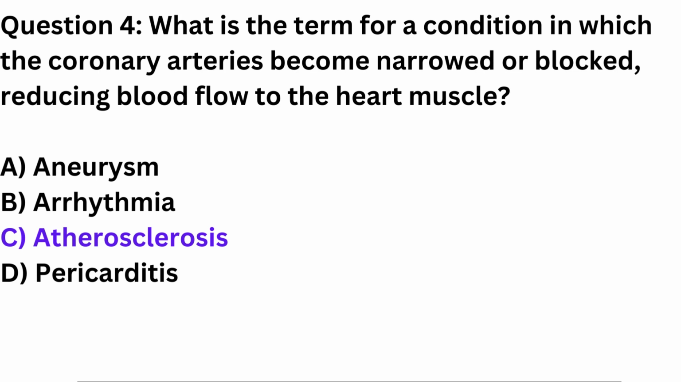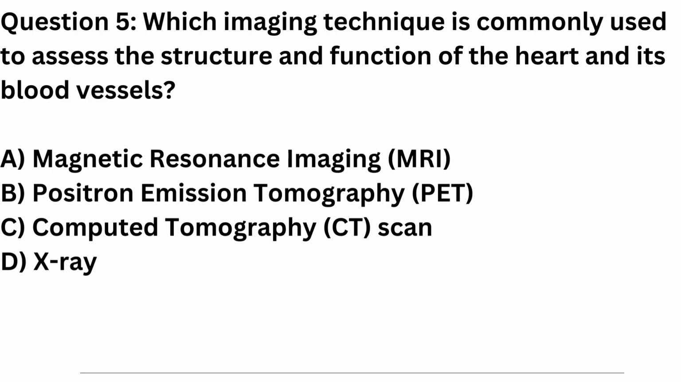Correct answer, C. Atherosclerosis. Question 5. Which imaging technique is commonly used to assess the structure and function of the heart and its blood vessels? A. Magnetic resonance imaging, MRI. B. Positron emission tomography, PET. C. Computed tomography, CT, scan. D. X-ray.